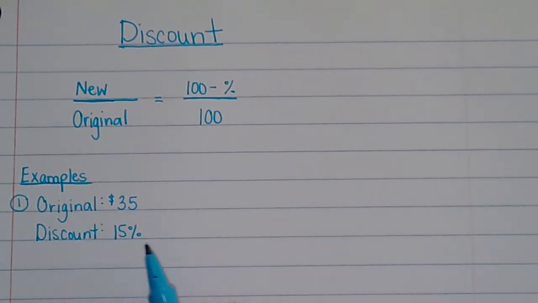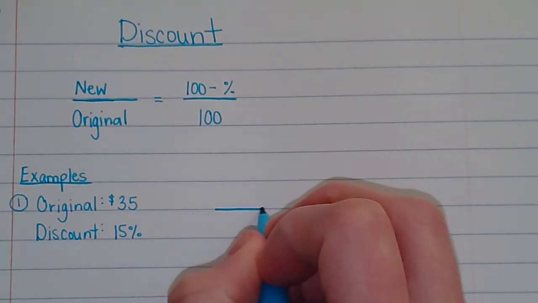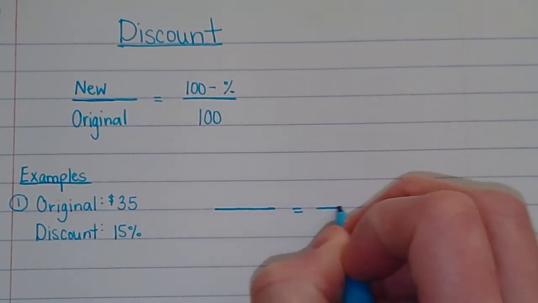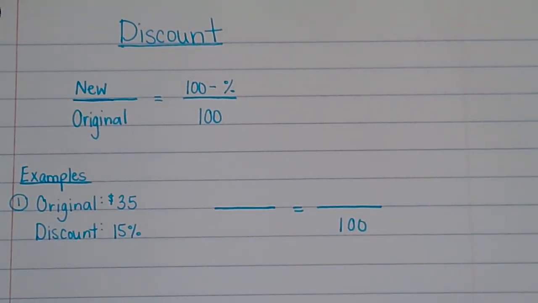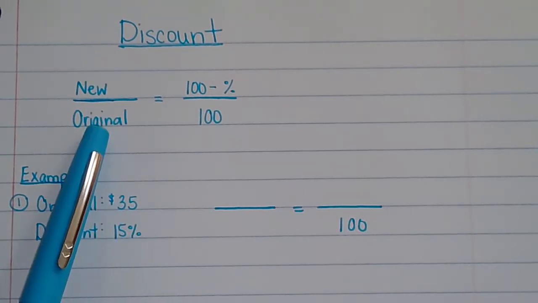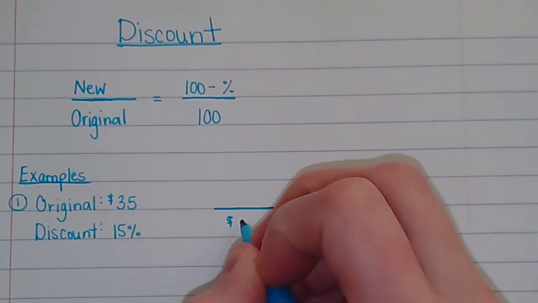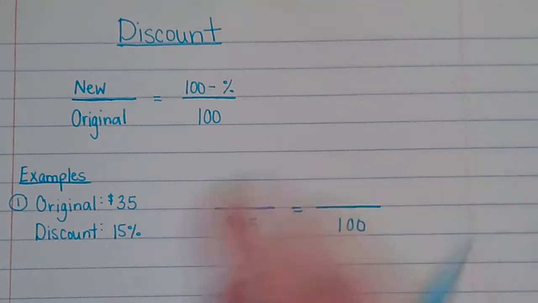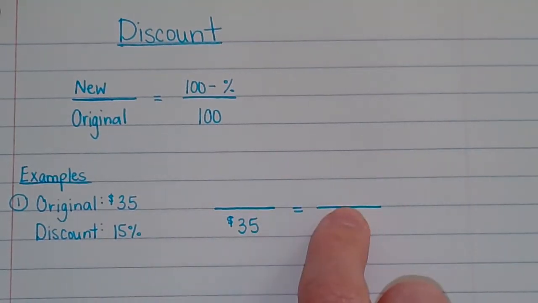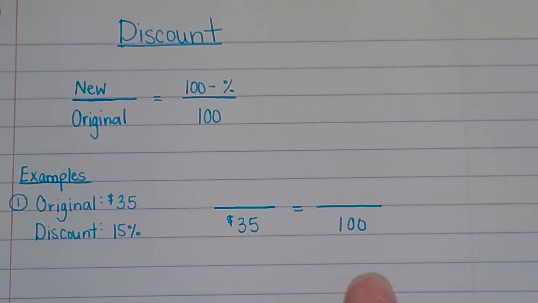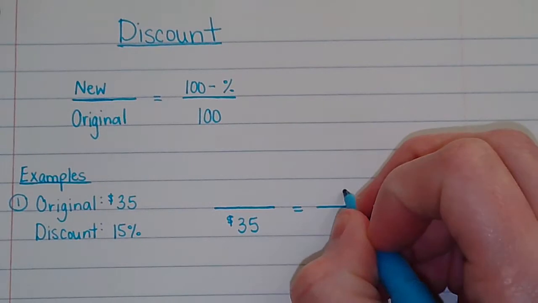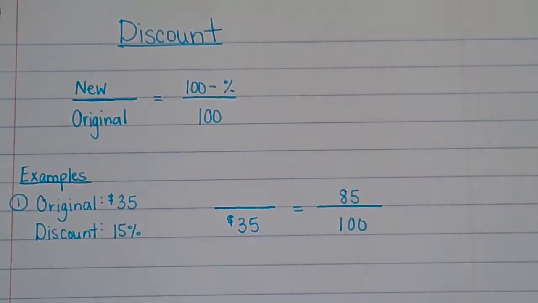All right, so now let's put in these numbers where we know they need to go. I'm going to put my 100 here. My original price is $35. Original goes on the bottom, so I'm going to put my $35 here. Then I've got this discount. Remember, don't put 15 here, all right? You have to do 100 minus 15. You can use your calculator if you need to. 100 minus 15 is going to leave you with 85.